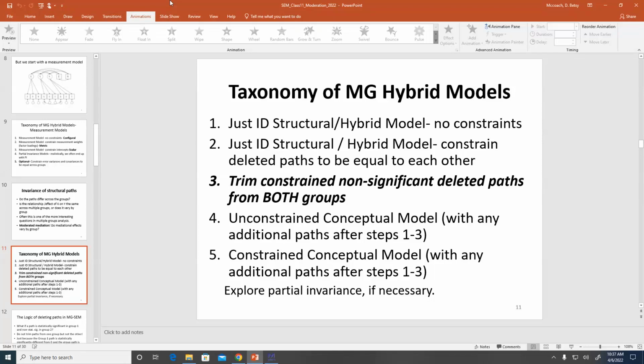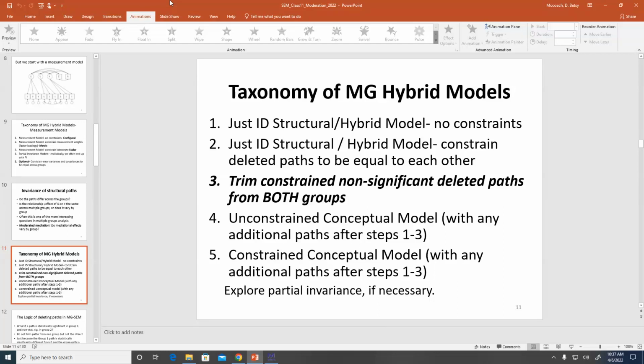So first I'm going to constrain it to be equal. Then I'm going to look, can I trim that constraint? Can I get rid of that path? Is that constrained path not statistically significantly different from 0? And if it's not, I trim it. So this is just a little bit different because it's a 2-step process now.